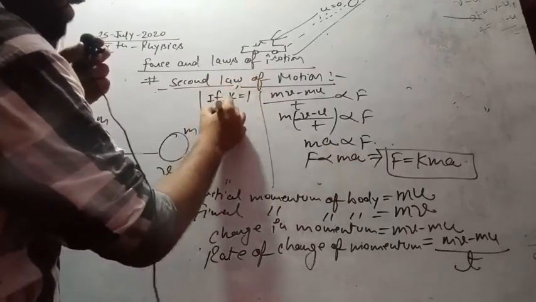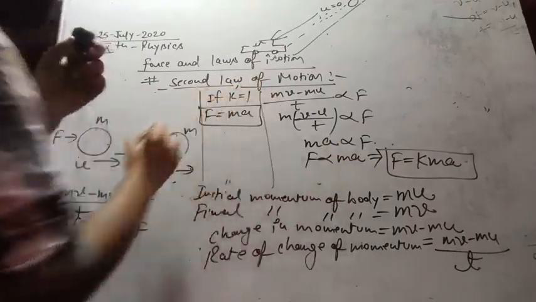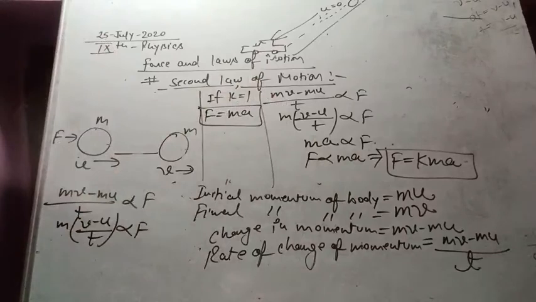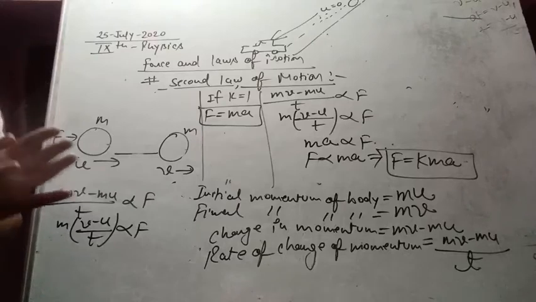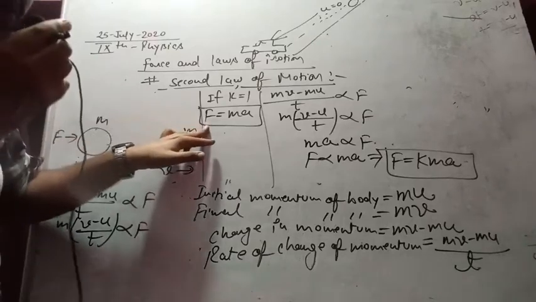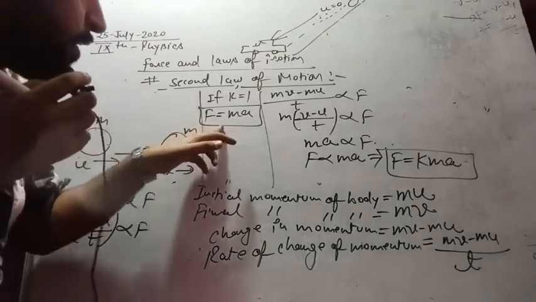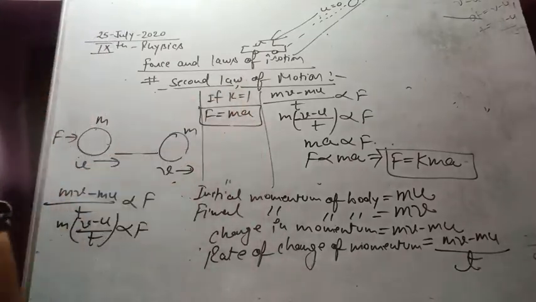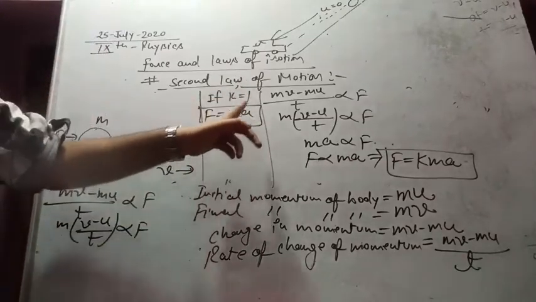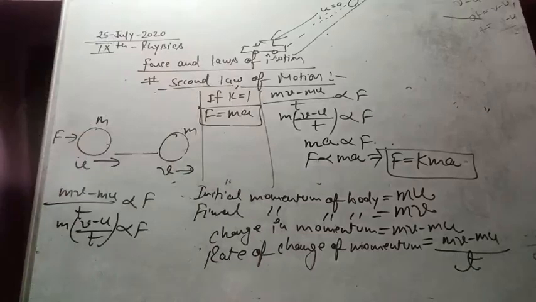So one special case we are considering, suppose k is equal to 1. If k is equal to 1, then F is equal to ma. F is equal to ma. So the second law of motion, when we started studying it, we started it as: the rate of change of momentum is directly proportional to applied force. This is what we studied. Now if we view it once again, we can define it as: the force applied on a body is the product of mass and acceleration.